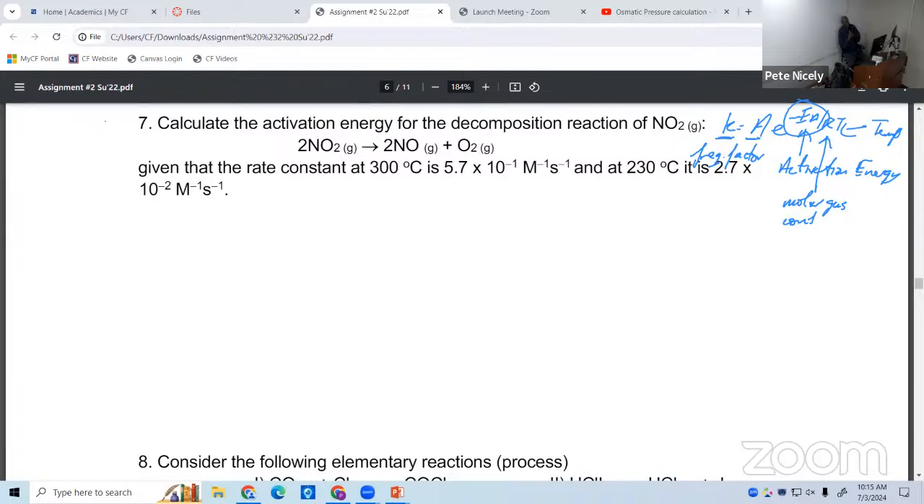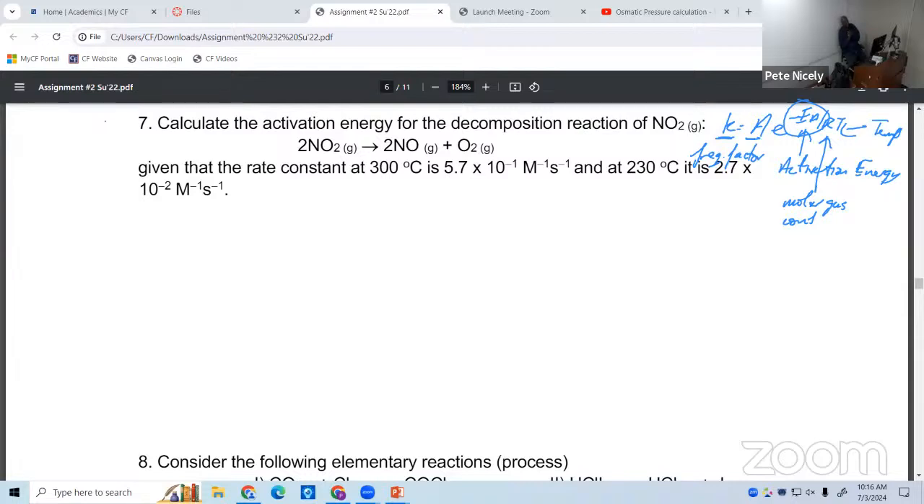So the activation energy is considered to be like the energy barrier, right? The more molecules that will have at least the activation energy will allow the reaction to take place, right? And therefore, the faster the reaction rate.